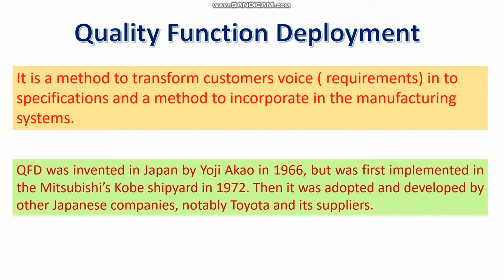This quality function deployment technique was invented in Japan by Yoji Akao in 1966, but this technique was first implemented in the Mitsubishi Kobe shipyard in 1972. Then it was adopted and developed by other Japanese companies, notably Toyota and its suppliers.